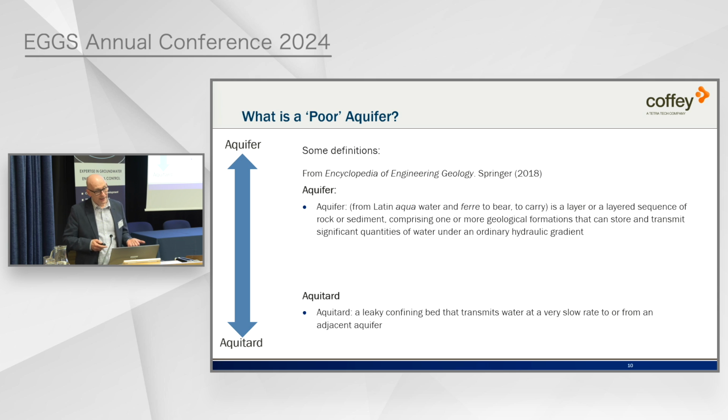So aquifer, from the Latin aqui, water, and fer, to bear or to carry, is a layer or layered sequence of rock or sediment comprising one or more geological formations that can store and transmit significant quantities of water under an ordinary hydraulic gradient. And conversely, aquitard, at the lower end of the permeability range, is a leaky confining bed that transmits water at a very slow rate to or from an adjacent aquifer. I would argue you might have your own pet definition of aquifer and aquitard, but that covers the main things. So let's think about it in the context of groundwater control.